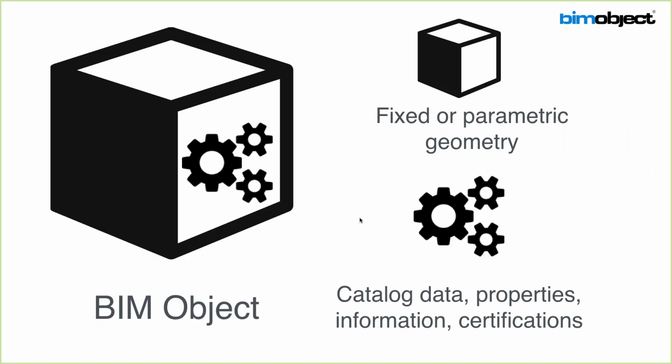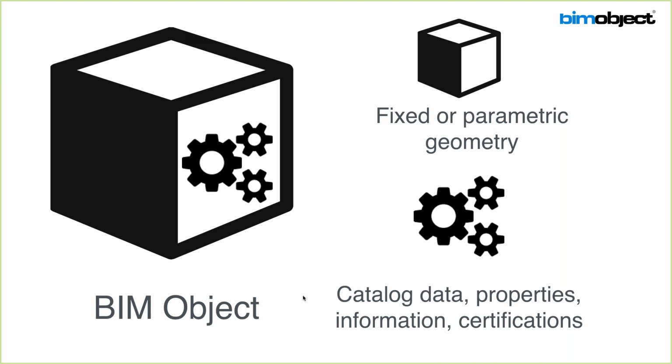So a BIM object is not just 3D, not just fixed or parametric geometry, not just a Lego piece visually. There's also all the metadata, the catalog data, the properties, the certifications. Along with our property sets, you're able to manage, for instance, COBie data that you can have in property sets that are dynamically populated in terms of any standards that you wish to include in your properties that are important.